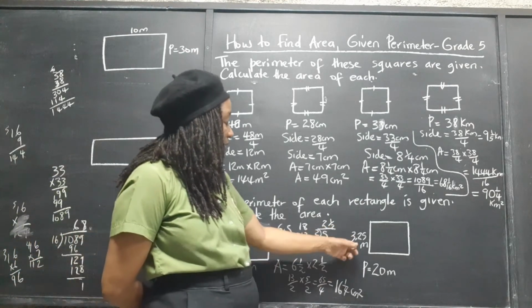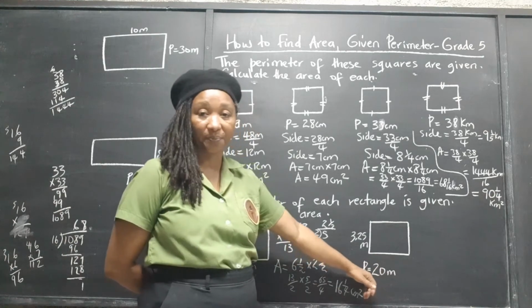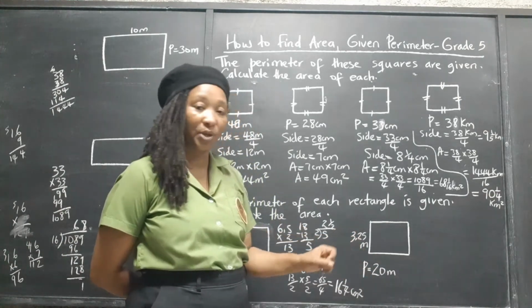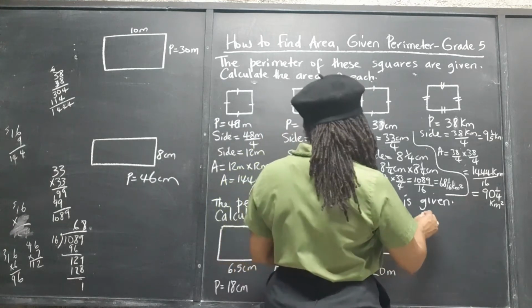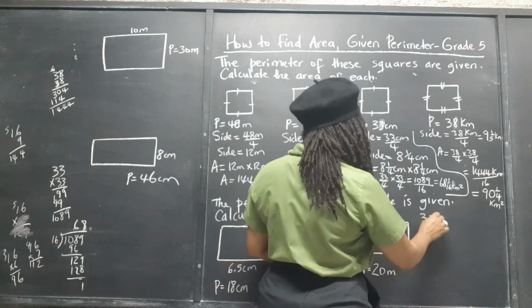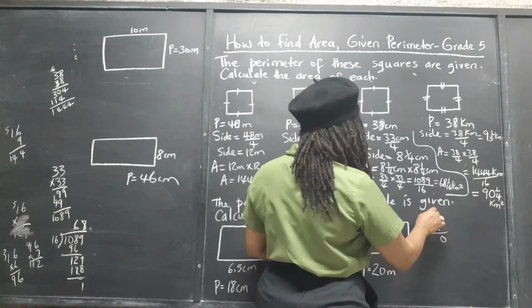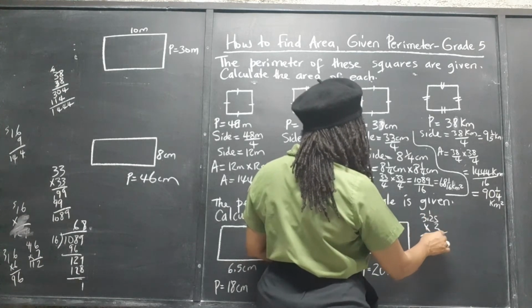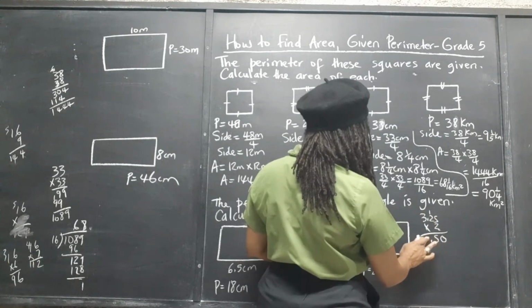And we'll do the same thing for this rectangle. We know the perimeter is 20. We know the width is 3.25. Multiply the width by 2. So 3.25 times 2. 2 5s are 10. 2 2s are 4 and 1 is 5. 2 3s are 6 and 1 is 7. No, sorry, 3 2s are 6.